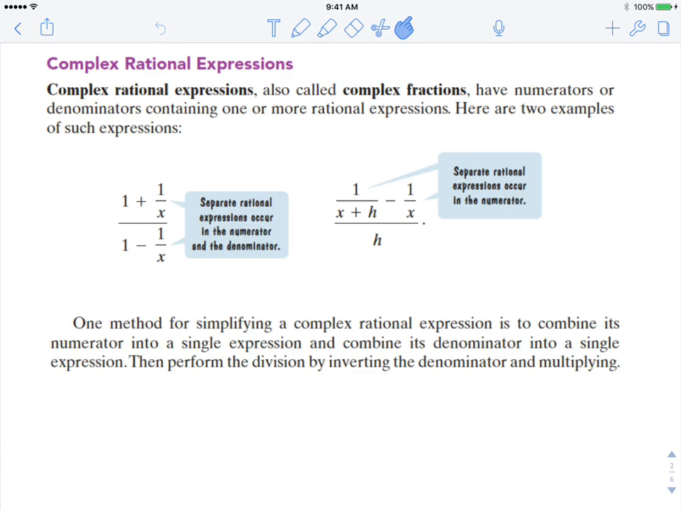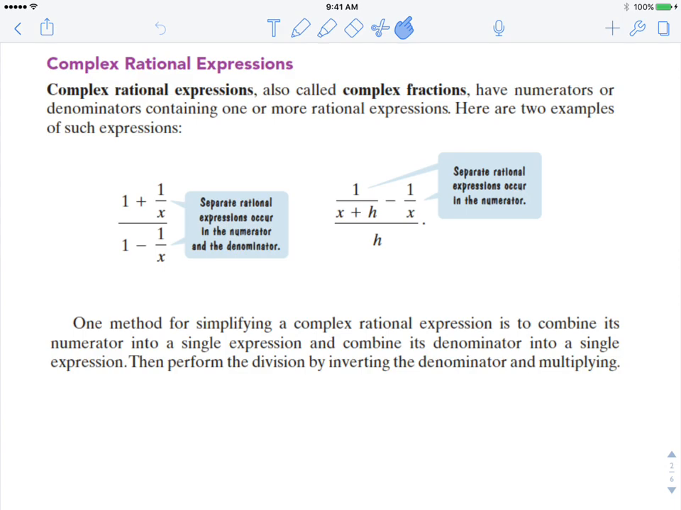All right, this is on complex rational expressions. A complex rational expression is also called a complex fraction, where we have numerators or denominators containing one or more rational expressions. So think about fractions inside fractions. So here are two examples of such expressions.